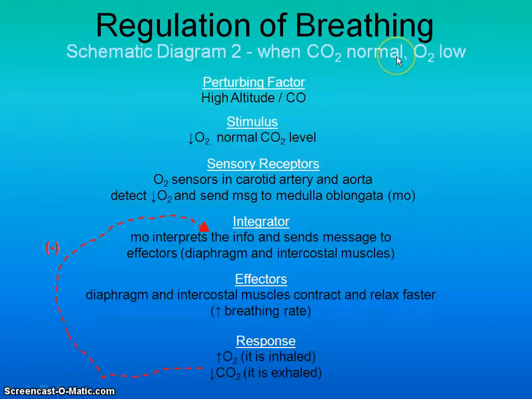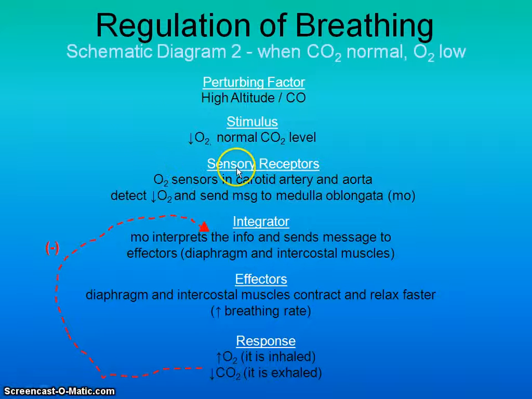When instead CO2 is normal and oxygen levels are low, then the other sensors are going to kick in. So a lot of it's the same, but there are key things that aren't. So let's have a look. If the perturbing factor was that you're at a higher altitude or exposed to carbon monoxide, then the stimulus in this case would be a decrease in oxygen when carbon dioxide levels are kept normal. So there's no change in them.